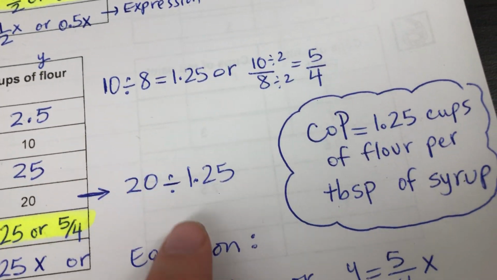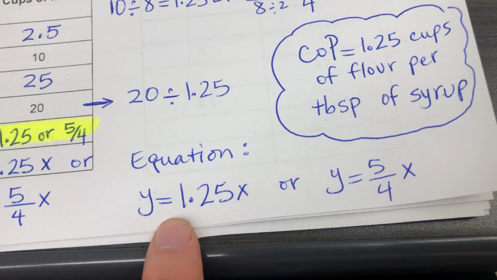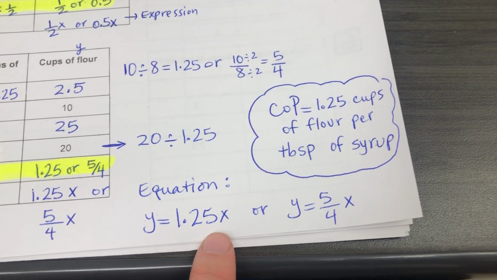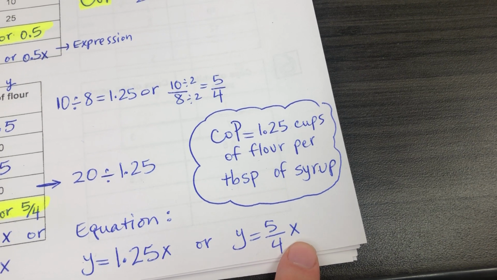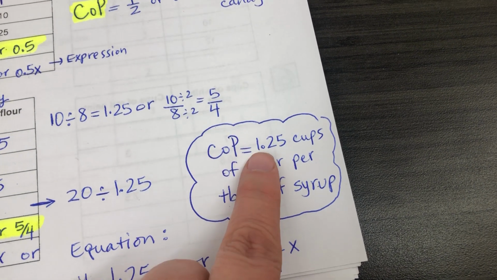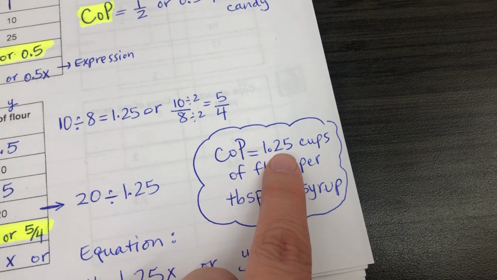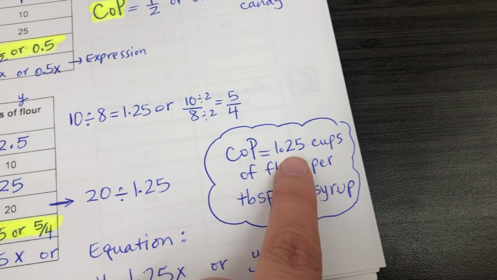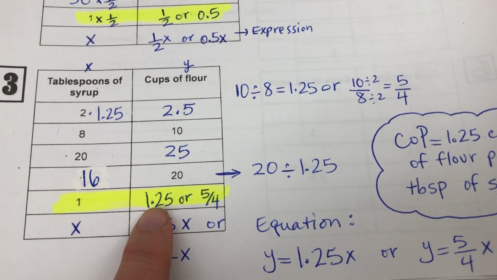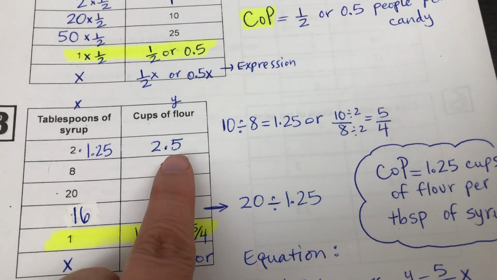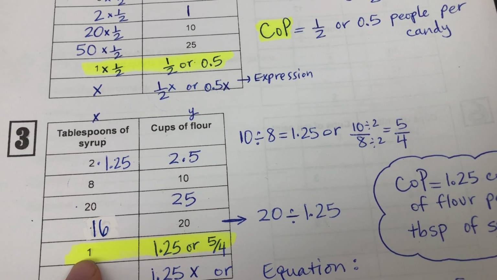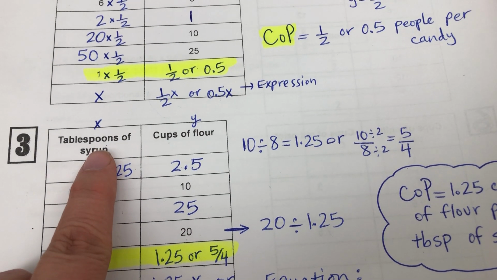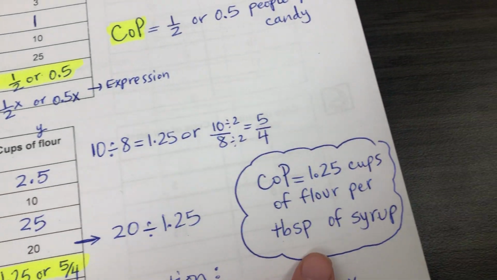So our equation is going to be y equals 1.25x or y equals 5 over 4x. Our constant of proportionality came out 1.25, but we have to define what it is. So we go back to the table. 1.25 cups of flour per 1 tablespoon of syrup. And that's what I wrote here.